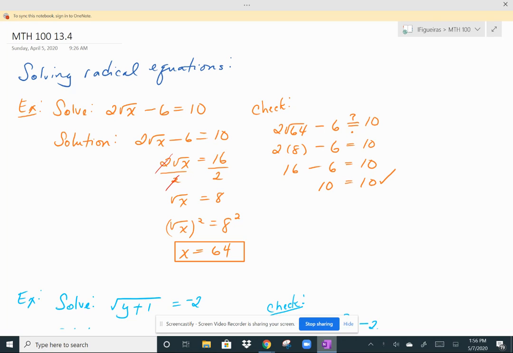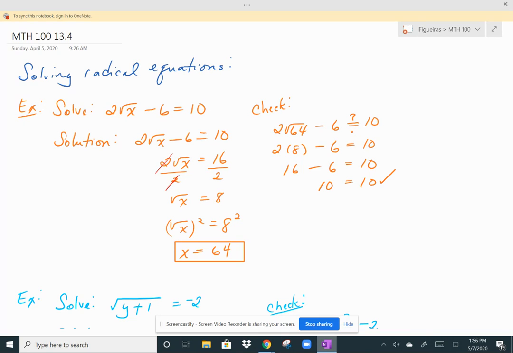The goal is to get the radical on one side of the equation and the rest on the other side of the equation and simplify as much as possible. And then to be able to eliminate that radical by raising both sides to the power that corresponds to the radical. So in other words, if you have a square root, you'll be squaring both sides. If you have a cube root, you'll be cubing both sides.